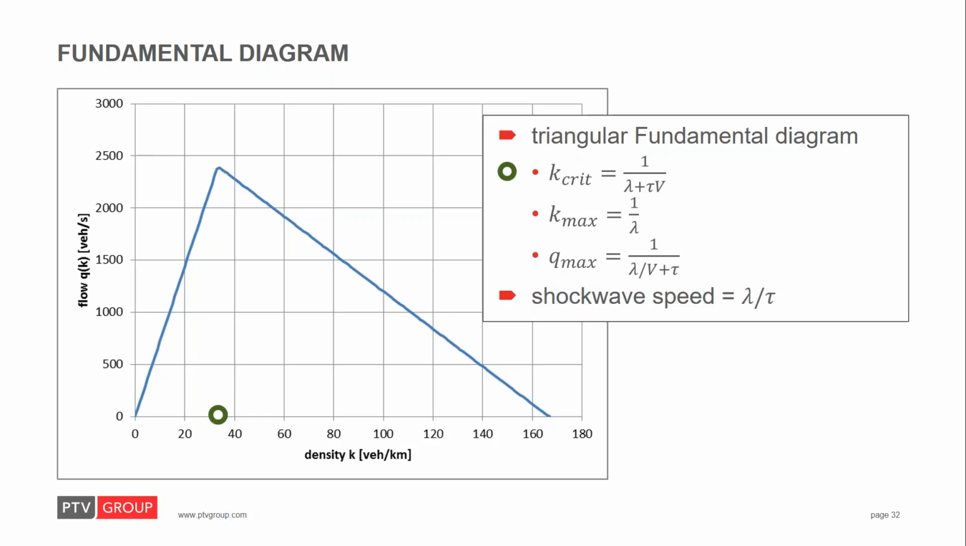So the critical density is the point where the flow starts to decrease with increasing density. The maximum density can be calculated using the effective vehicle length, here named with lambda. And the maximum flow also depends on all three parameters of the curve following model, namely the reaction time, the effective vehicle length, and the speed of the link.